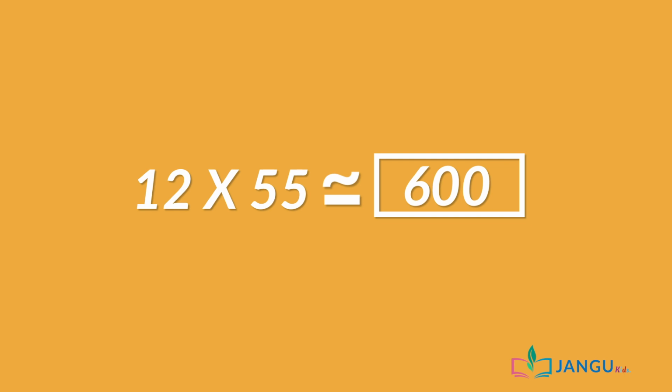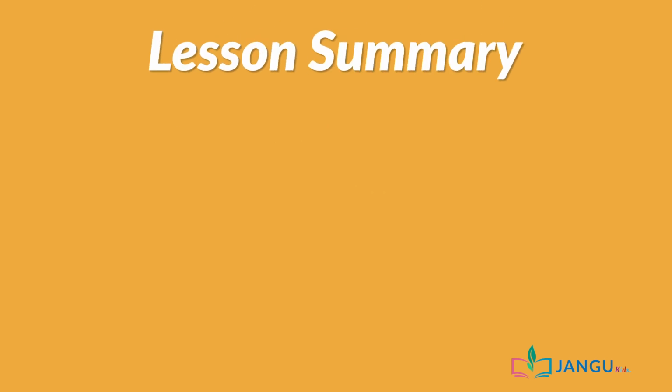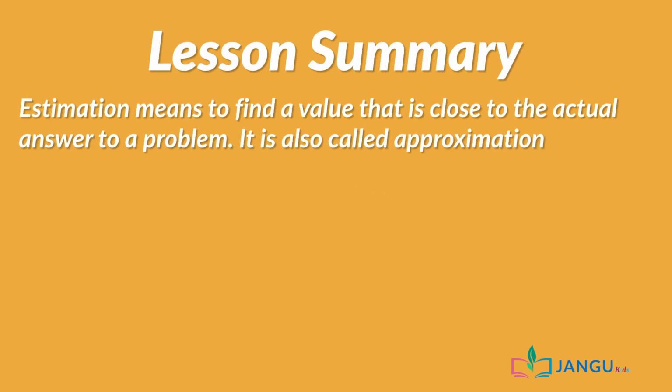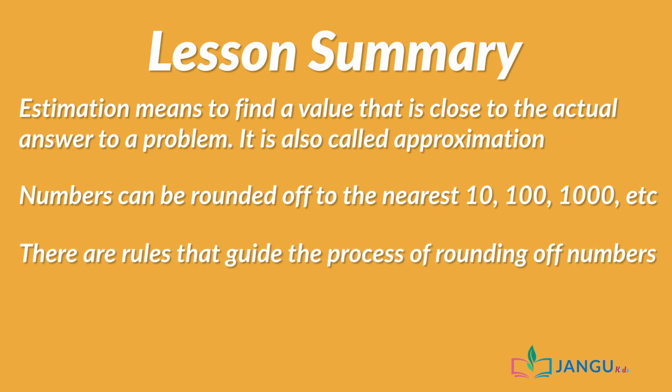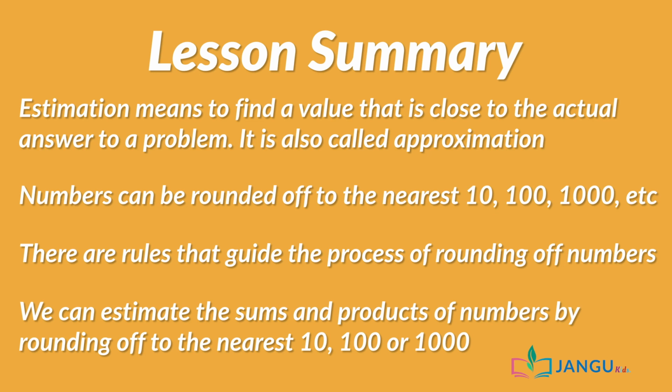Well done! We have come to the end of the lesson on estimate. In this lesson, you got to understand that estimation means to find a value that is close to the actual answer to the problem. It is also called approximation. Numbers can be rounded off to the nearest 10, 100, 1,000, etc. There are rules that guide the process of rounding off numbers. And lastly, we can estimate the sums and products of numbers by rounding off to the nearest 10, 100, or 1,000.